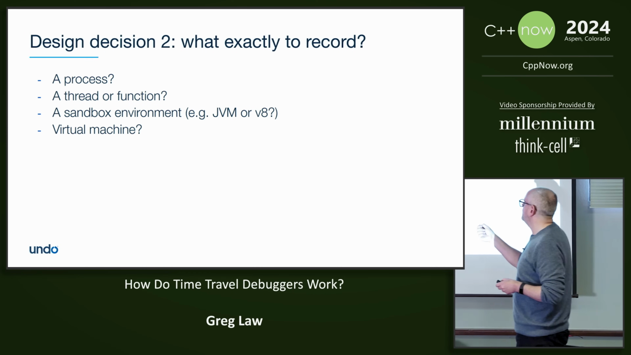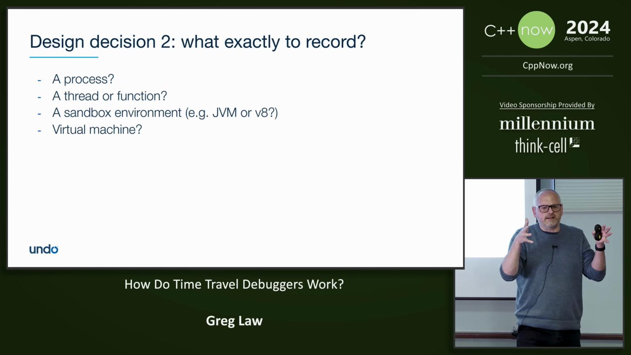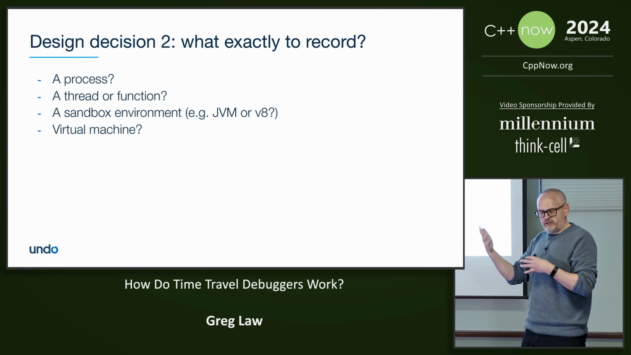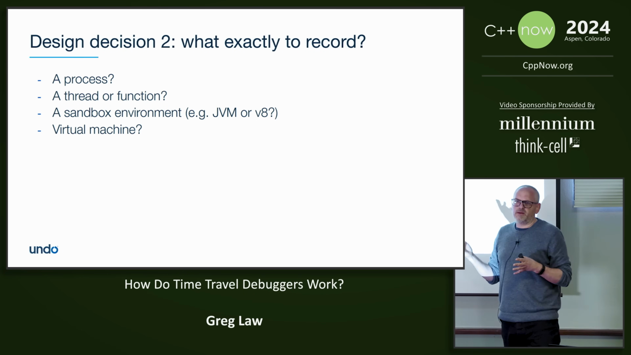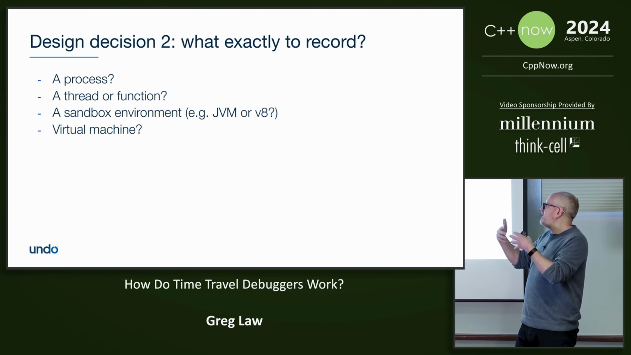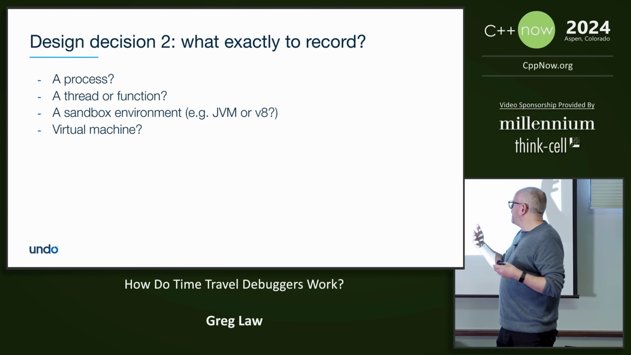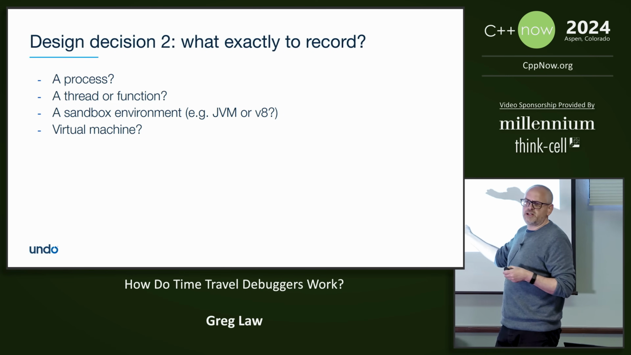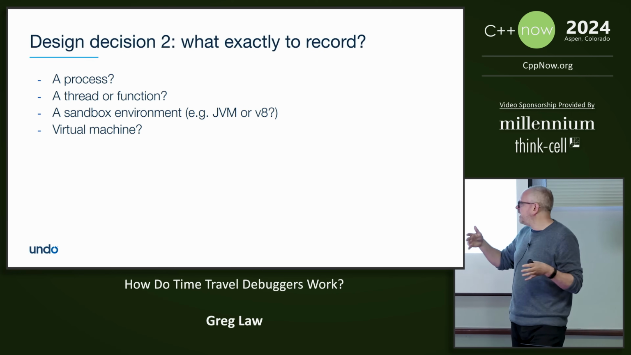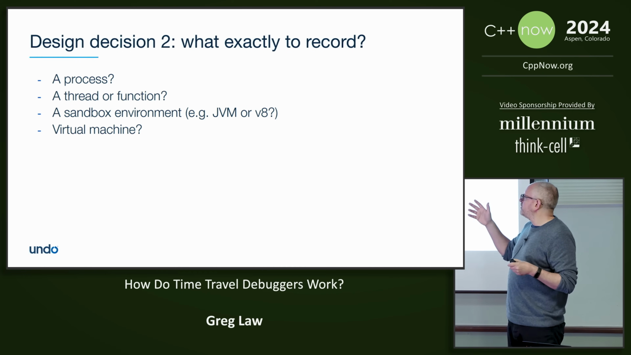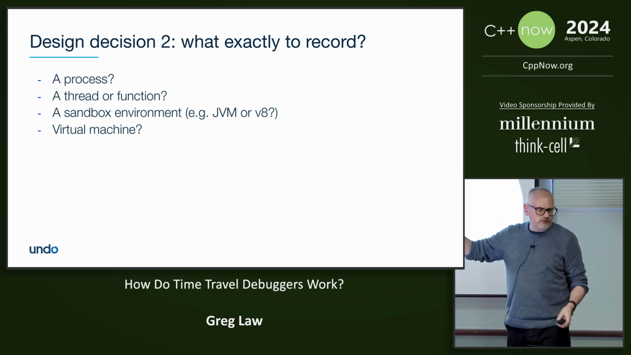Okay, second design decision. At what boundary or what level are we going to record things? Am I going to record a whole process, or maybe threads or functions? If it's Java or JavaScript, maybe I can make my JVM be reversible. And this is actually what the PyPy people are trying to do. Or maybe you can do it at a virtual machine level, like a KVM or VMware virtual machine. The only ones that really work are process and virtual machine.